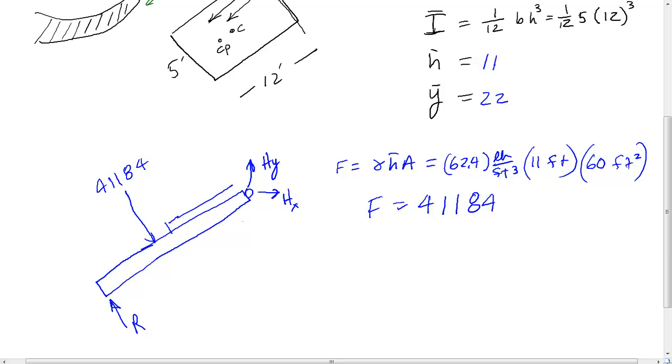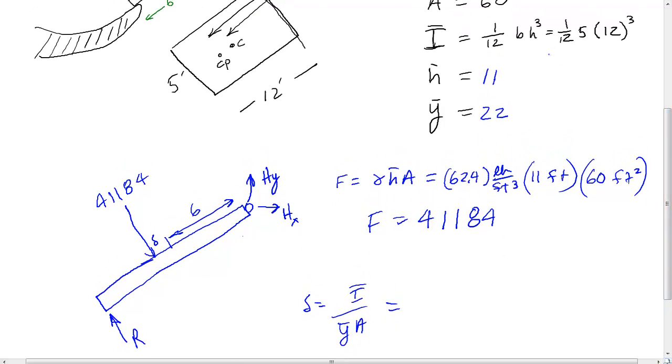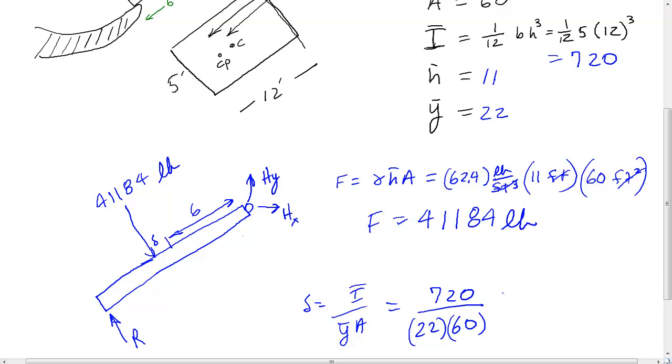This is 6 to right here, and this is delta right there. Well, delta is equal to I bar over h bar times area. I mean I bar. Oh, I never found that. So this number, 12 to the third, I get 720. So I get 720 here, y bar of 22, and A of 60. By the way, this is in pounds. So I end up with .5454, on and on.